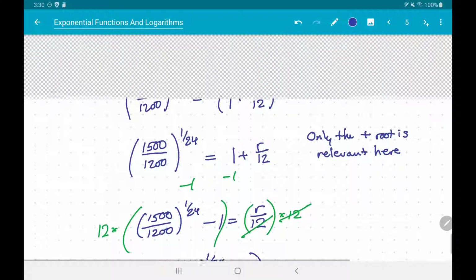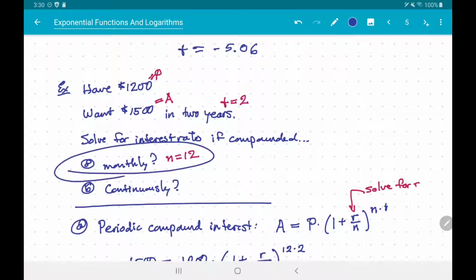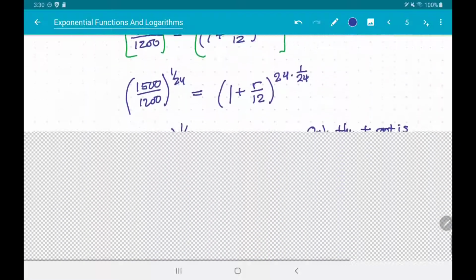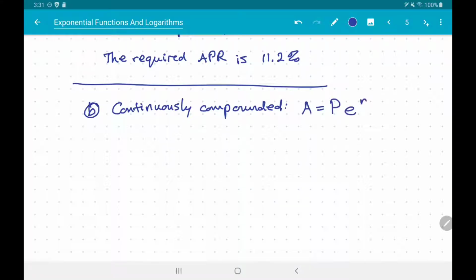Okay, so now all of that we've done was to solve for the interest rate when there's monthly periodic compounding. Now for part B, we're going to consider the case of continuously compounded interest. Do you remember the formula for continuously compounded interest? Yep, A equals P times e to the RT.